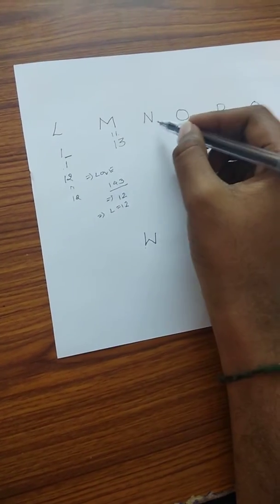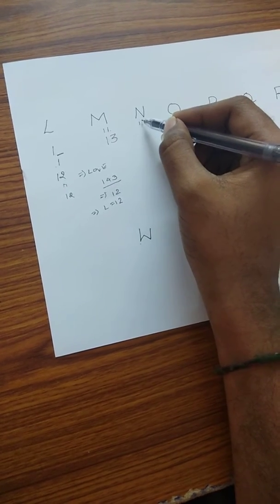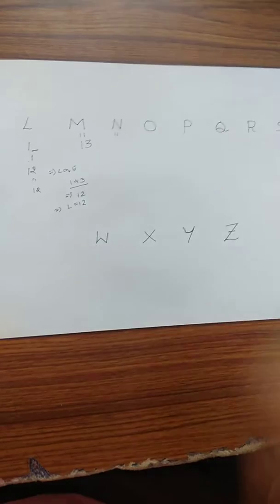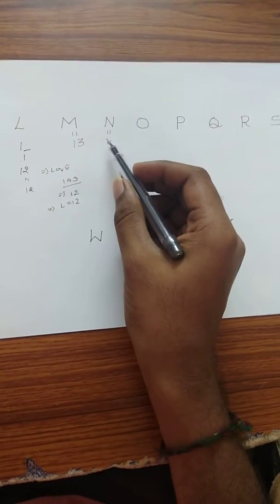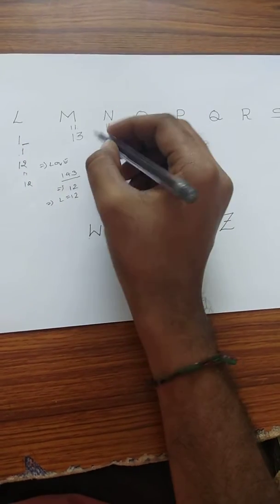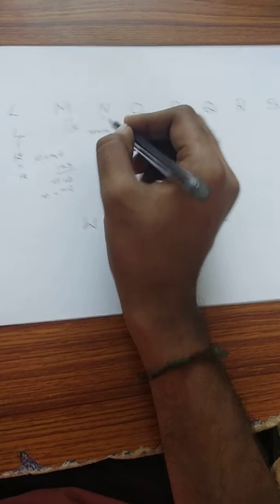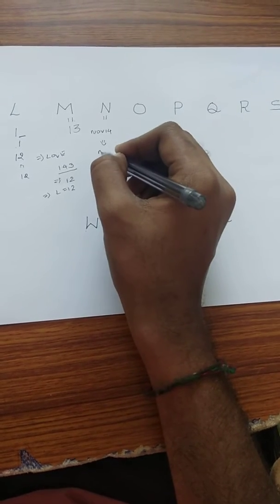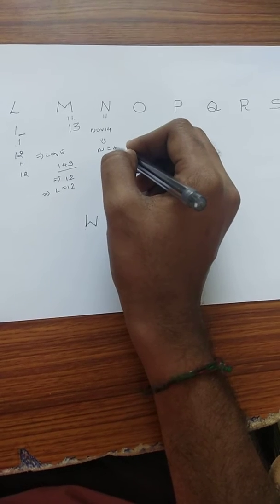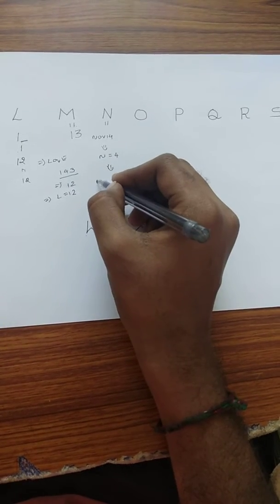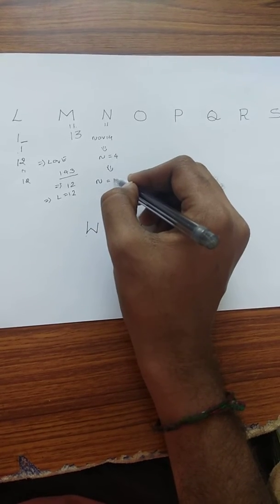After that, N. Just remember N as November 14, Children's Day. November 14, Children's Day. That implies we get N equal to 14. Or someone remembers it like this also: we know that N means nitrogen, and nitrogen's atomic weight is 14.